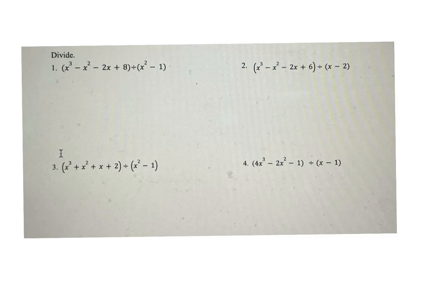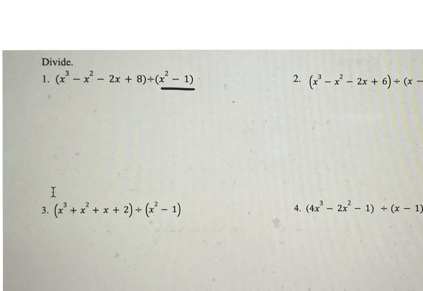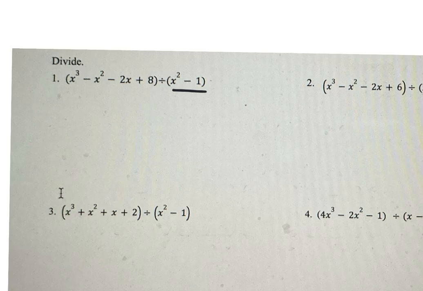All right, guys, another review. Let's go. First four, divide. You get to choose how you divide, but really you don't on the first one, because that x squared right there means you have to do long division. So I'm going to go x squared minus 1 into.